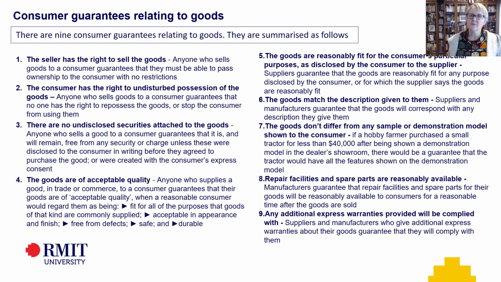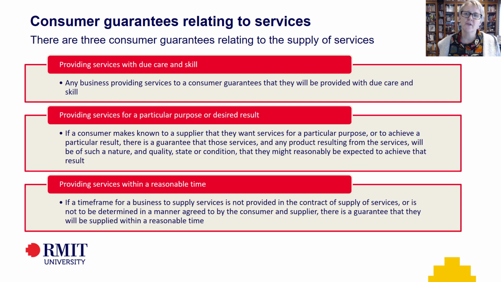Goods need to match the description that's given to them. Suppliers and manufacturers need to guarantee, there's an implied guarantee that the goods will correspond with any description. Goods also can't differ from any sample or demonstration model that's shown to the customer. Repair facilities and spare parts must be reasonably available. And finally, in relation to goods, additional express warranties, so motor repairs free of charge for 10 years, must be complied with. In relation to services, there are three key guarantees.